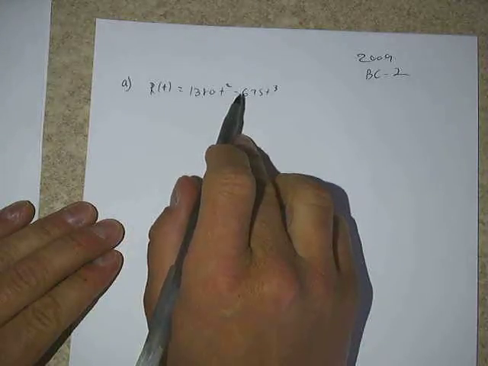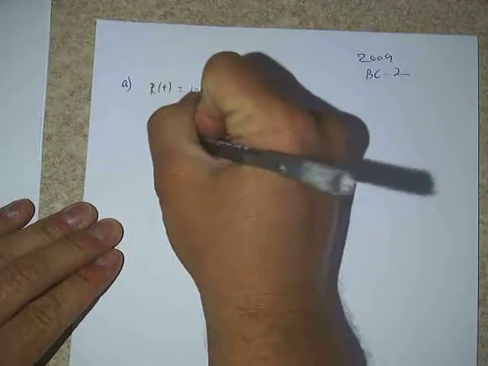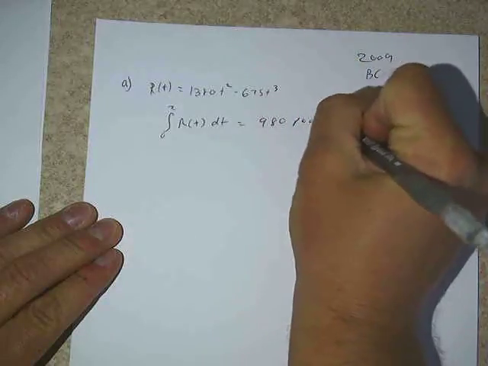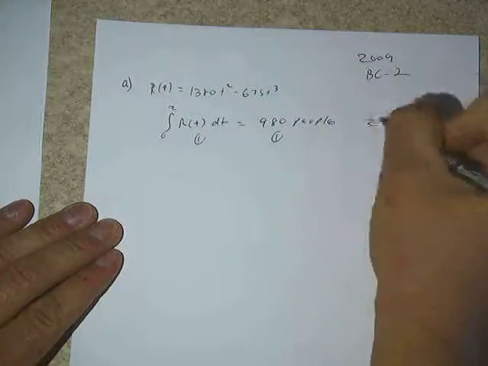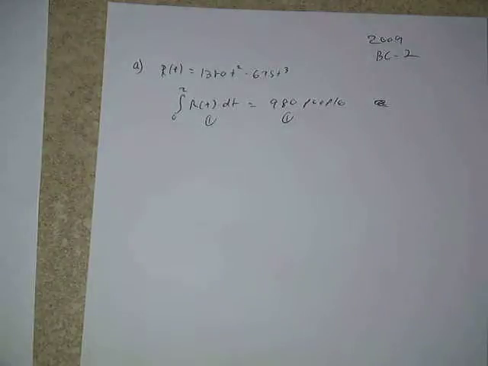So bottom line here, part A says how many people are in the auditorium when the concert begins. So if we have this as our people per hour and we integrate, we're going to get total people, aren't we? So if we just do our integral of r of t dt, 0 to 2, we should get 980 people. So 2 points there, one for the integral and one for the answer.